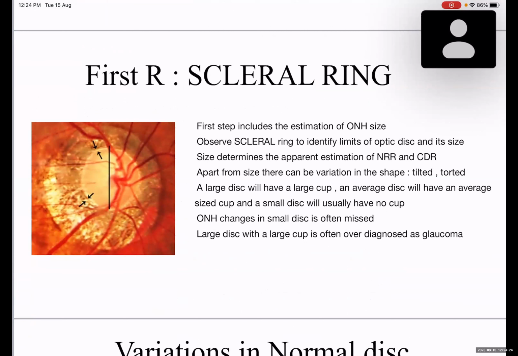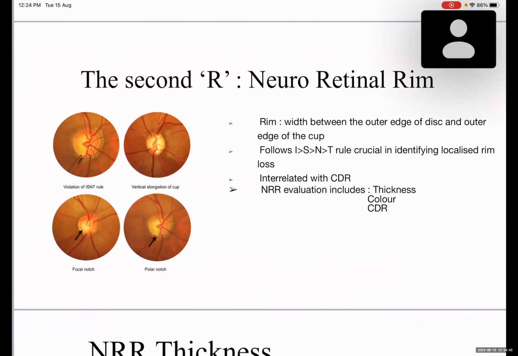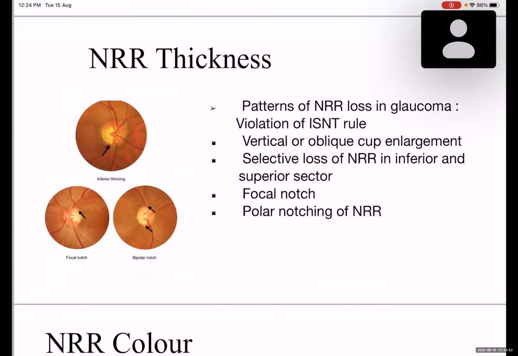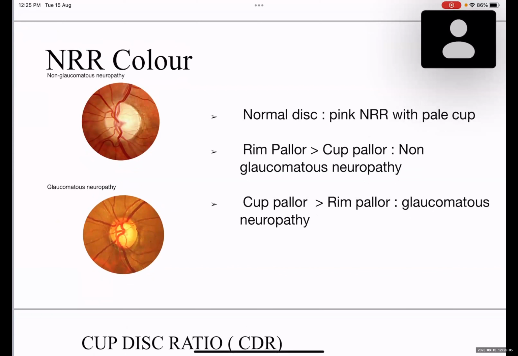Second R is neuroretinal rim. It is the width between the outer edge of the disc and the outer edge of the cup. It follows the ISNT rule, crucial in identifying localized rim loss. NRR thickness: the pattern of NRR loss in glaucoma is a violation of the ISNT rule, vertical or oblique cup enlargement, selective loss of NRR in the inferior and superior sectors. The NRR color: a normal disc is pink, NRR with a pale cup.